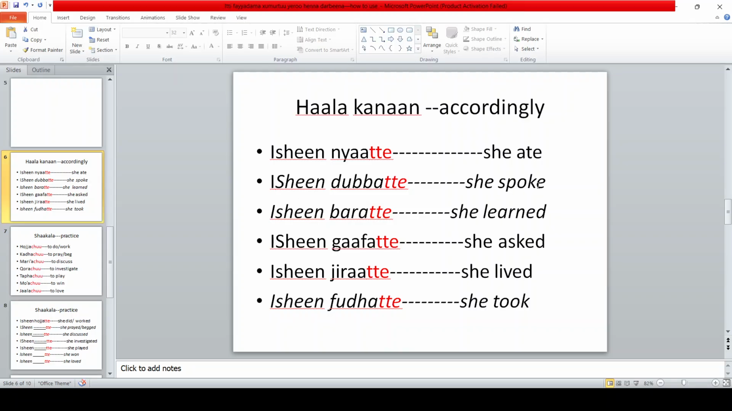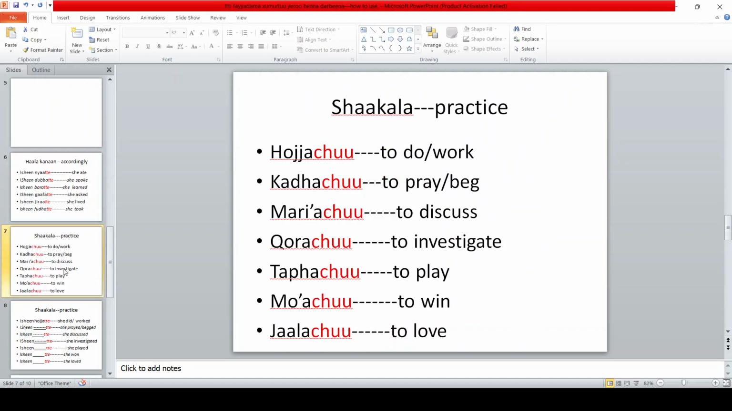Isheen dubbatte, she spoke. Isheen baratte, she learned. Isheen gaafatte, she asked. Isheen jiraatte, she lived. Isheen fudhatte, she took. Yeah, she took. So this is how it works. When the subject is she, and when the verb is a chu verb, or the verb that ends in chu, we simply replace chu by te. So it's worth learning this one first, and then if there are exceptions, we'll talk about that later.